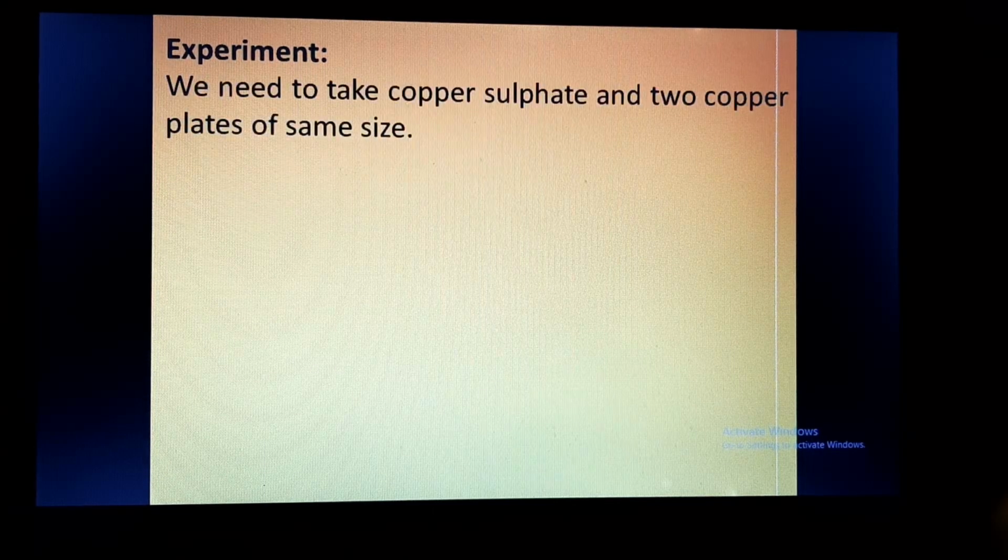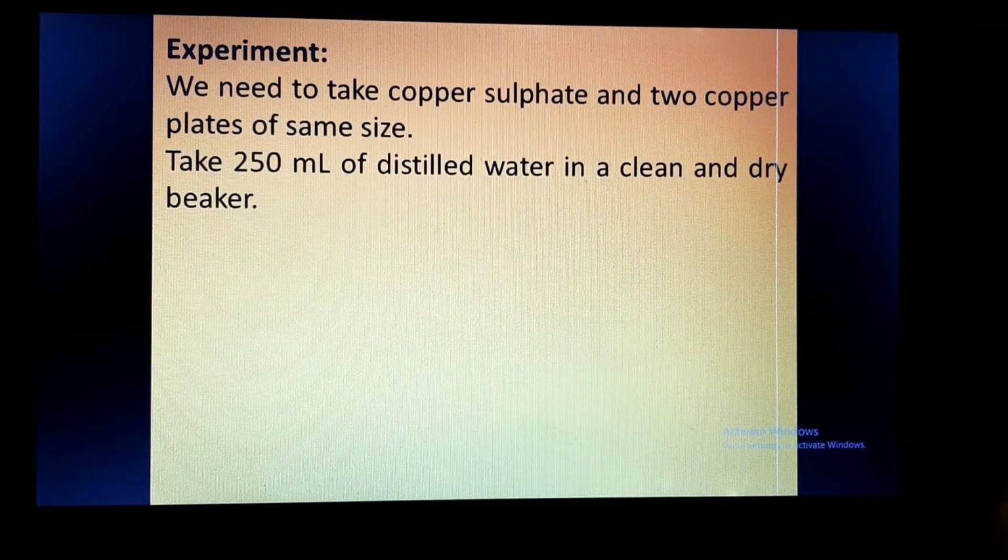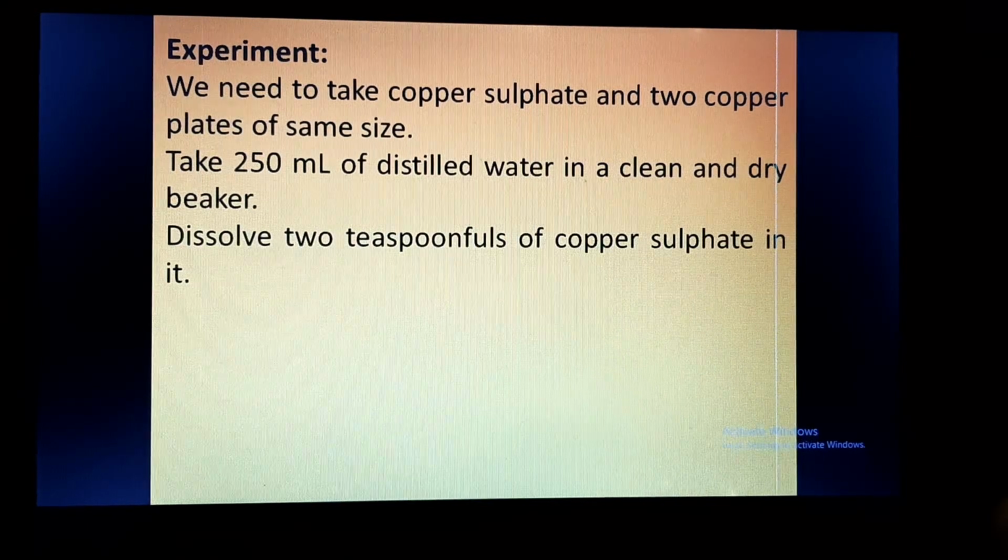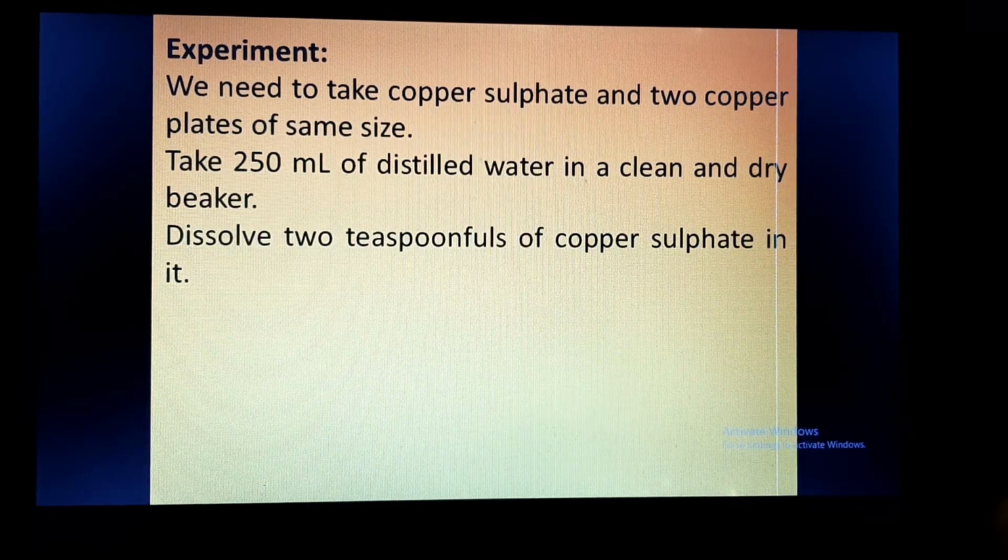Now, how will we conduct the experiment? We need to take copper sulfate and two copper plates of the same size. Here we are depositing copper on another copper plate. Take 250 ml of distilled water in a clean and dry beaker. Dissolve 2 teaspoons of copper sulfate in it.